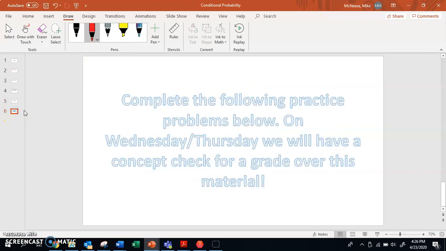Okay? So what I want y'all to do is complete the following practice problems below, and on Wednesday and Thursday we'll have a concept check over this material that's going to be for a grade.